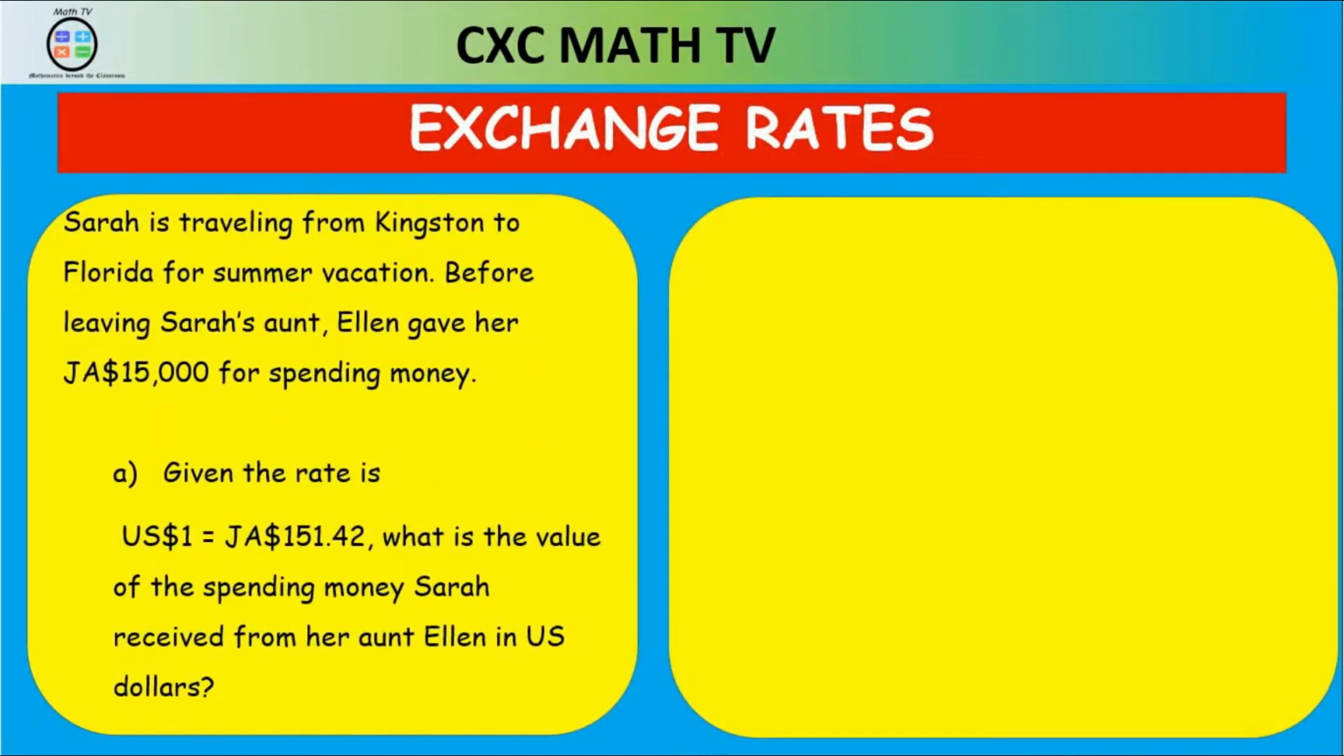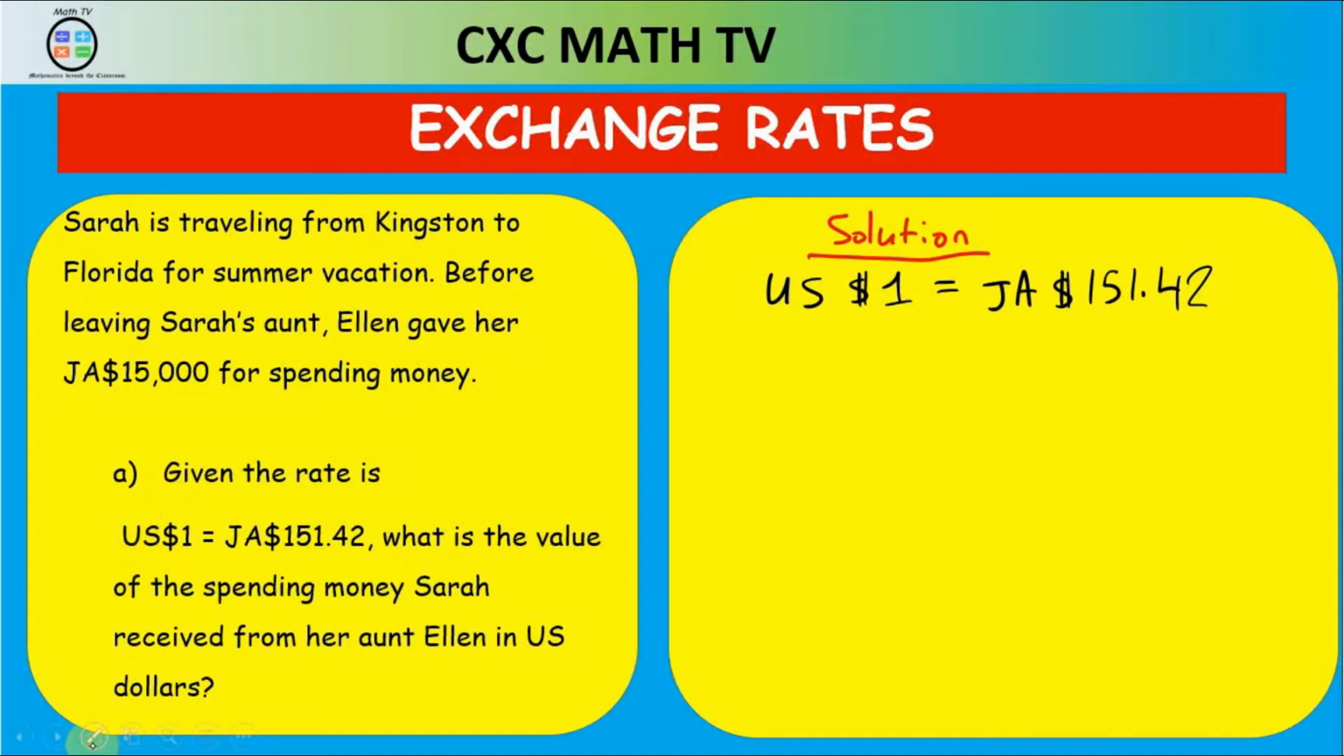All right, so part A, what did they give us? They gave us that US $1 is 151 Jamaican. So that's what you always start with. You always start, when you're doing the question, with what is given. My preferred way of doing this type of question is what we call cross multiplication. You can never go wrong. So you start by saying US $1 is equal to Jamaican $151.42. You always start by writing down the exchange rate.